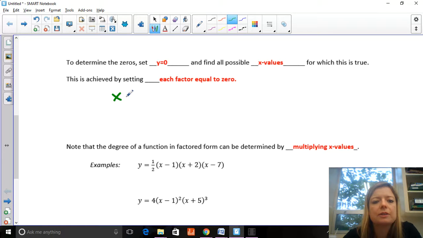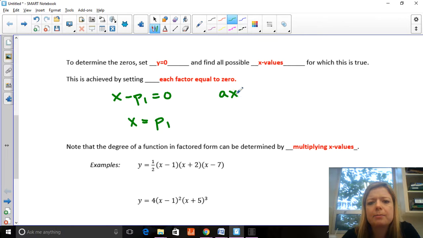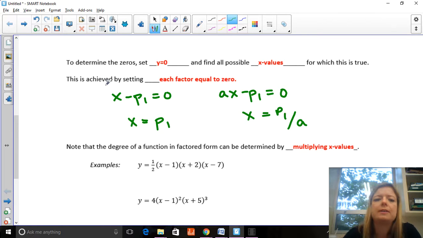So the first factor is x minus p1. We set it equal to 0. So then x is equal to p1. Okay? If you have some value in front of x, like ax minus p1 within the factor, then your x would be p1 over a. All right, so that's how you solve for the zero.